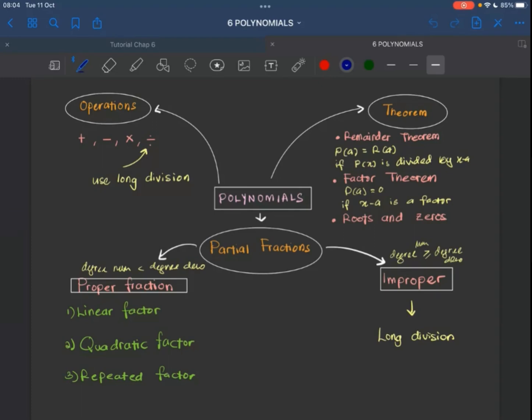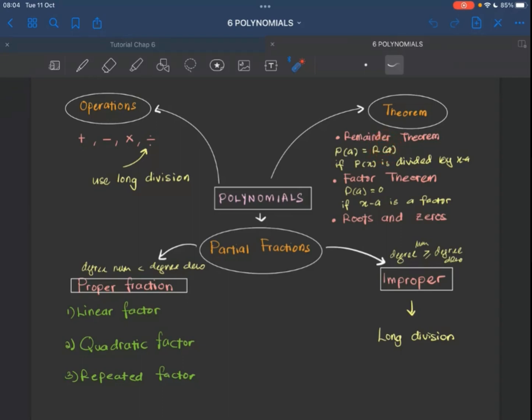So sekarang kita sambung. Kita dah tengok macam mana operation guna plus minus multiplication dan macam mana nak buat long division, and also kita dah tengok last week apa itu remainder theorem. Okay, if polynomial is divided by x minus a, ataupun ini kita panggil sebagai divisor, remainder theorem dia ialah P(a) equals to R(a). R(a) ialah kamu punya remainder.